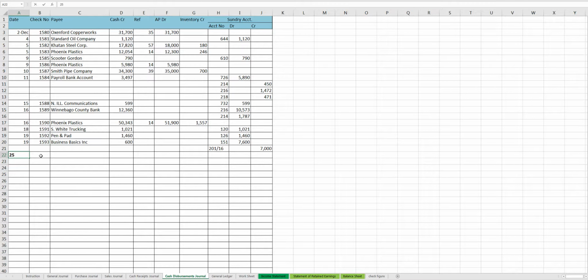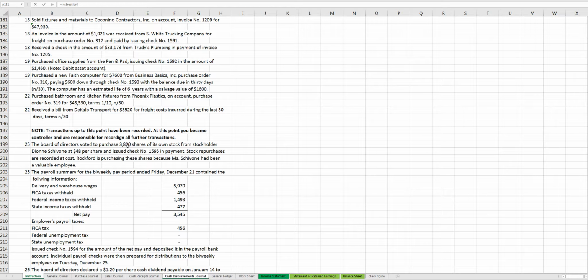The date, 25th. Okay, we have issued a check number, and payee, right? The shareholder's name. And the amount of cash we're going to credit equals what? Equals the number of shares we have repurchased, right? 3,800, and per share price $48.